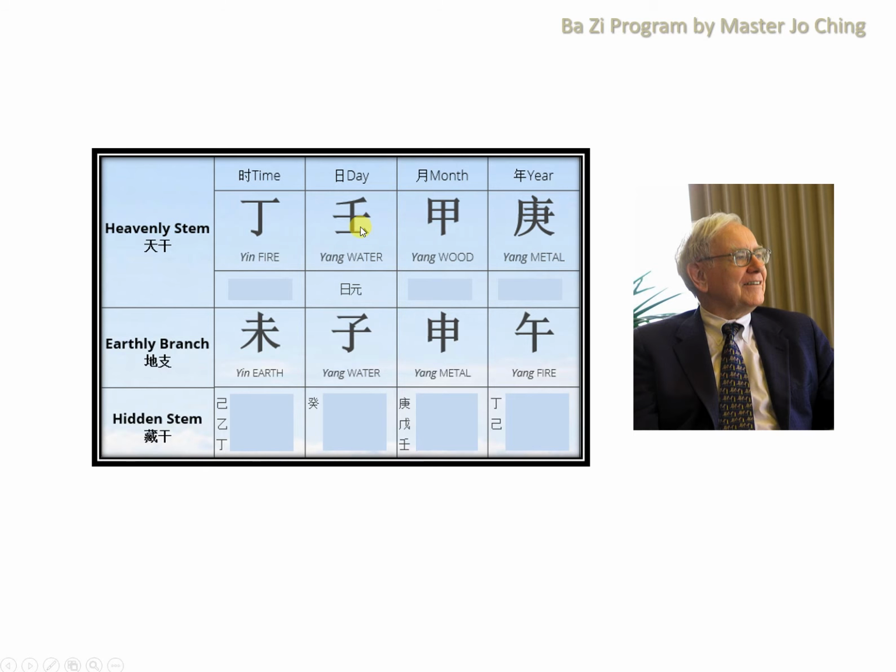Okay, so this is the heavenly stem level. This is the earthly branch. And of course, we have the hidden stem level. All this will be taught in our subsequent videos. But for this video, we will be looking at how the 10 God is mainly derived, the names, and how we label all these stems and branches using the 10 God names. Okay, that's our main objective.